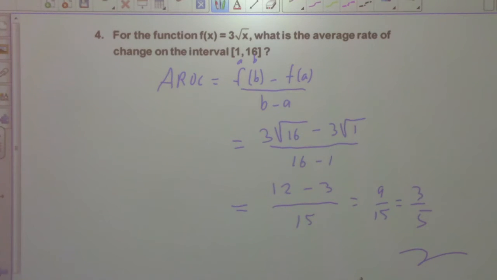Does that look right? That looks like, that's it, right? I hope so.